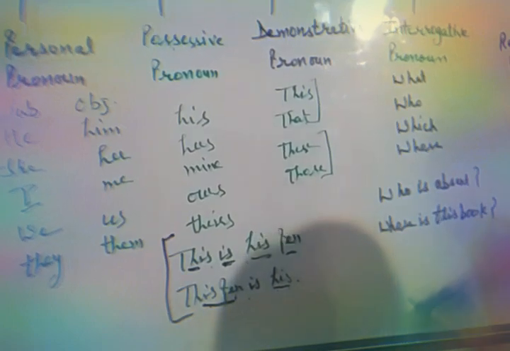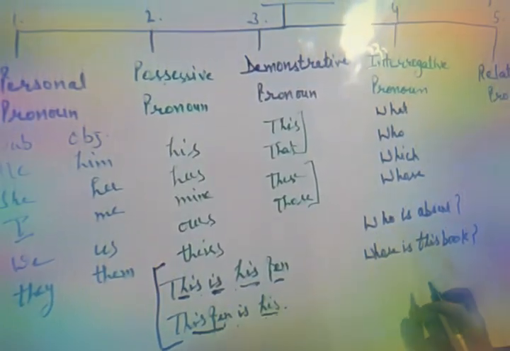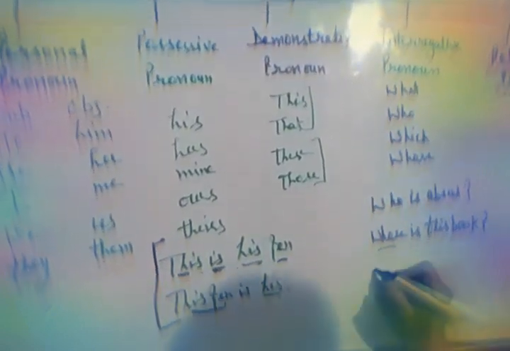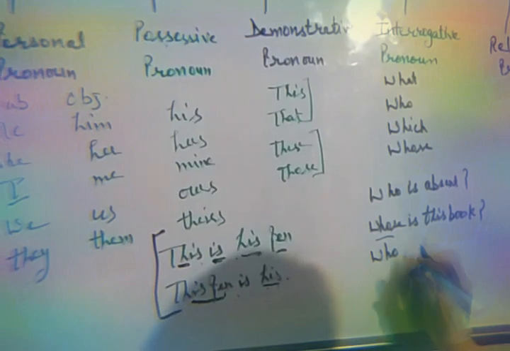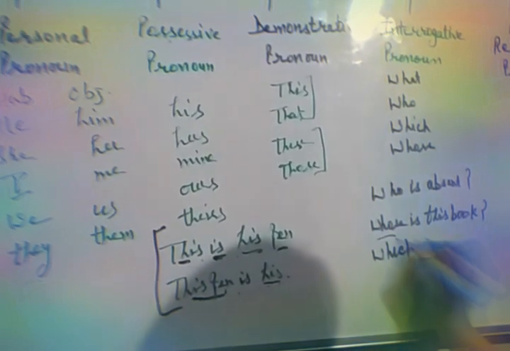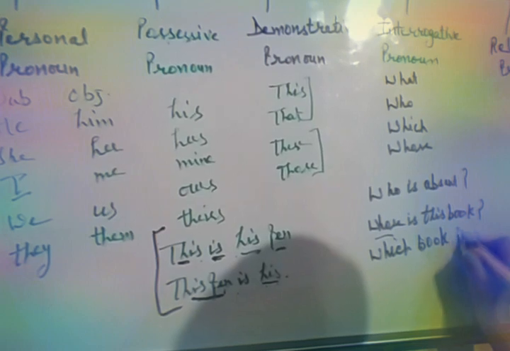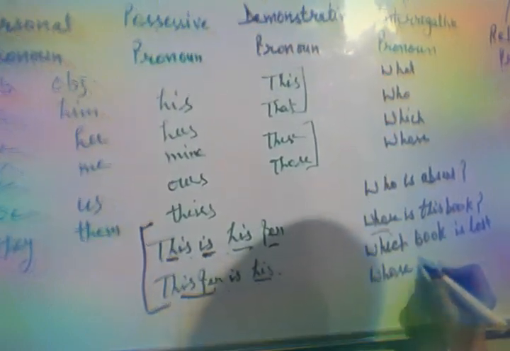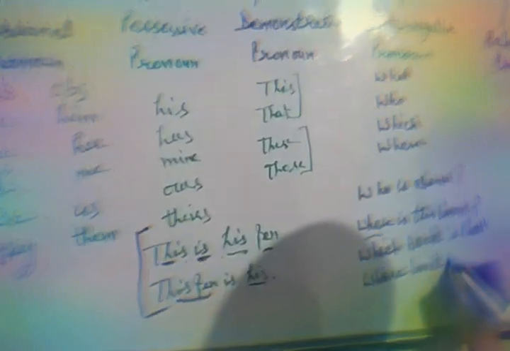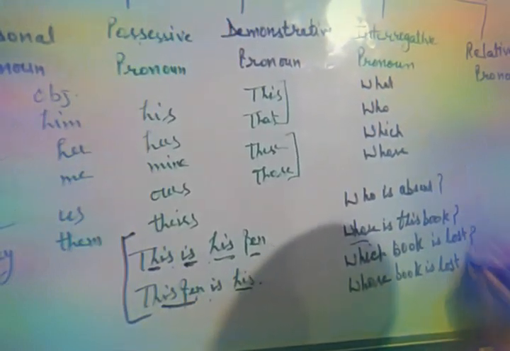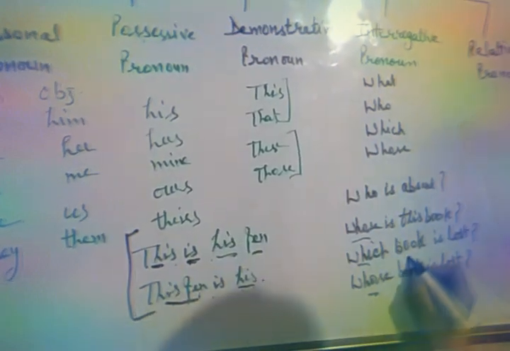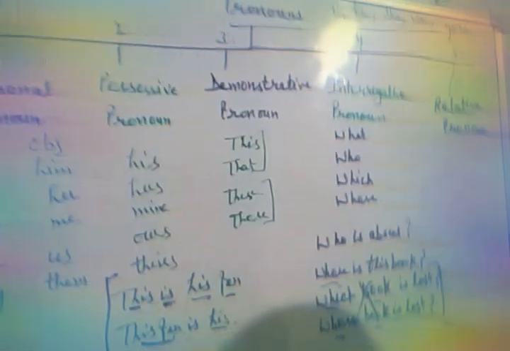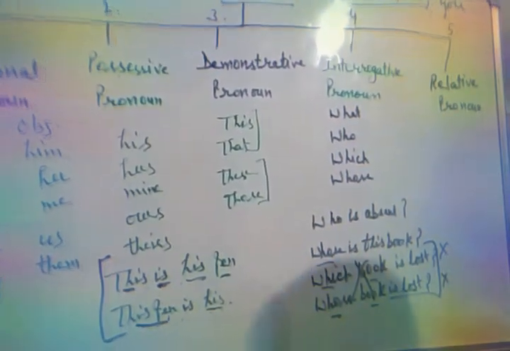Here again we are to be very careful, as the same words can be used as adjectives also. If these words are followed by nouns, that means they are used as adjectives. We can say, which book is lost, or whose book is lost. In both of these sentences, these question words are followed by nouns, so these are used as adjectives, not pronouns.